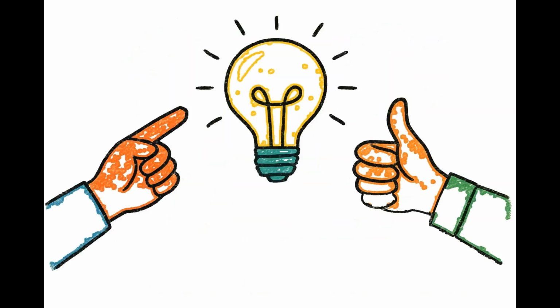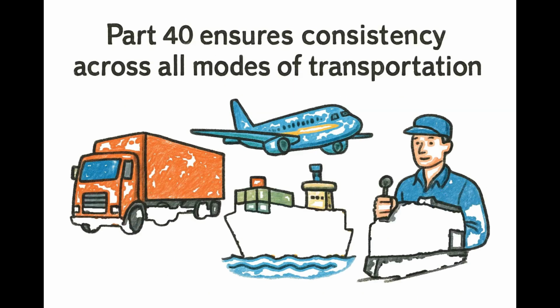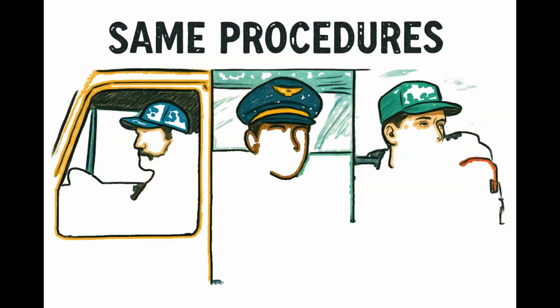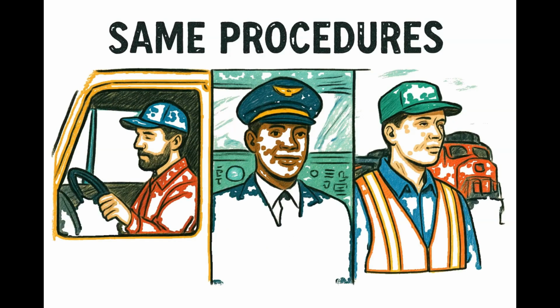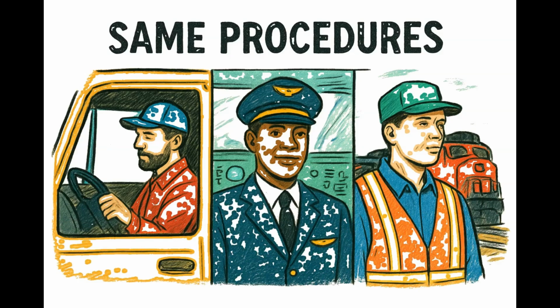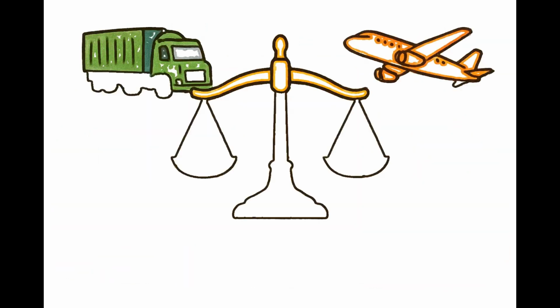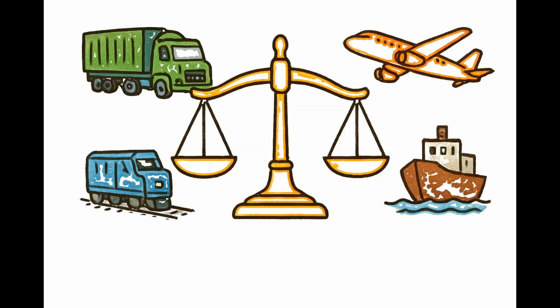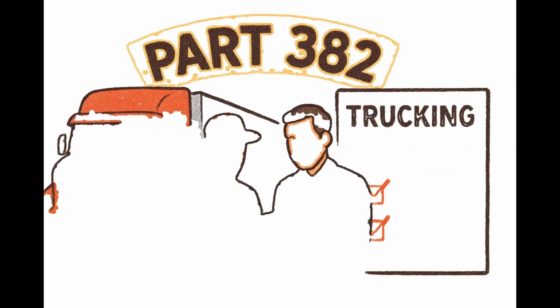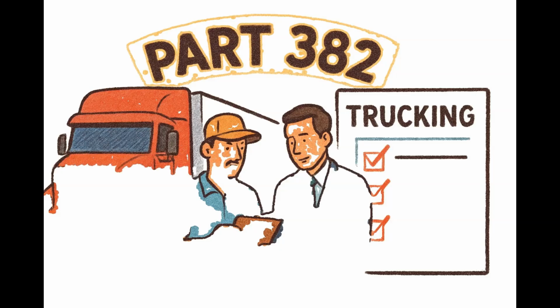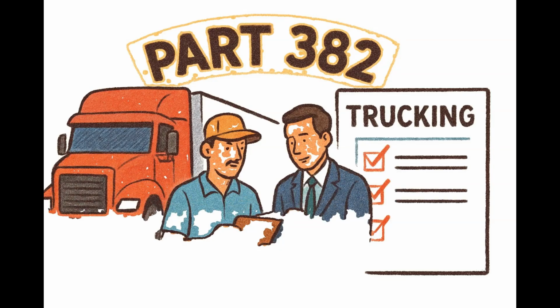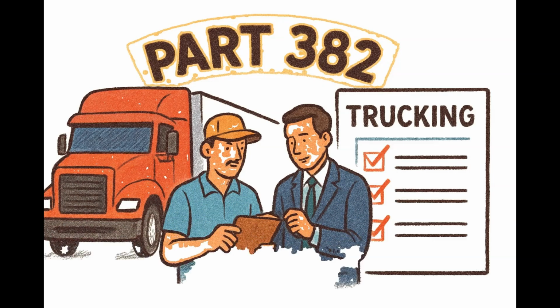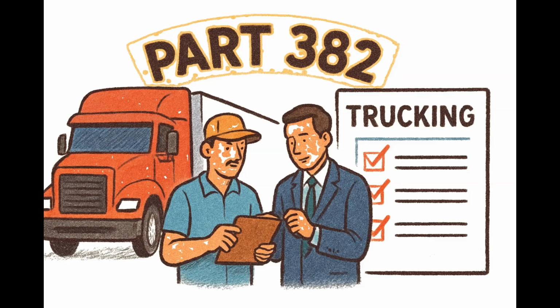The reason is simple and effective. Part 40 ensures consistency across all modes of transportation. The procedures for a truck driver being tested in California are the same as for a pilot in New York or a railroad engineer in Texas. This universal standard guarantees fairness and integrity in the process itself. Then, Part 382 layers on the specific requirements for our industry, the trucking industry, defining exactly who needs to be tested and under what circumstances.